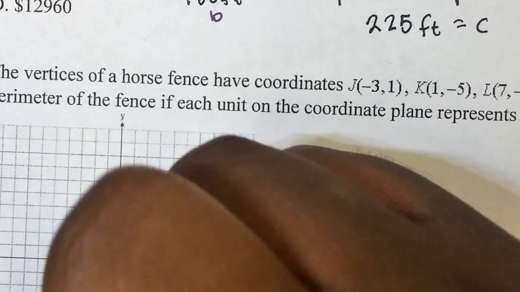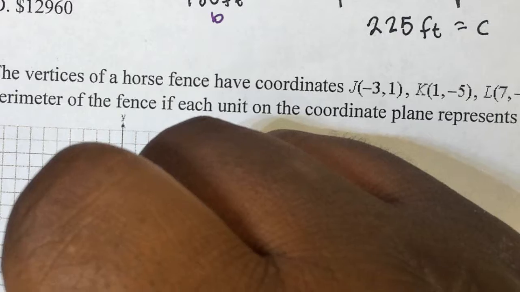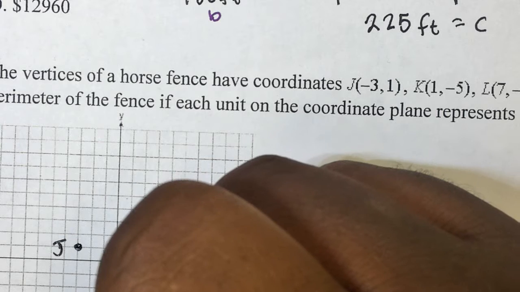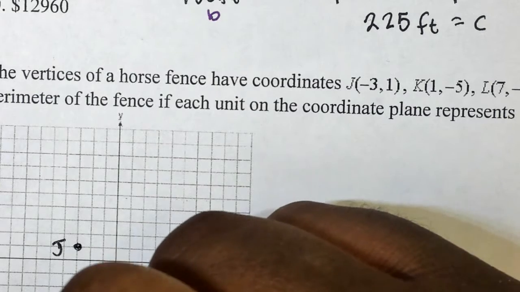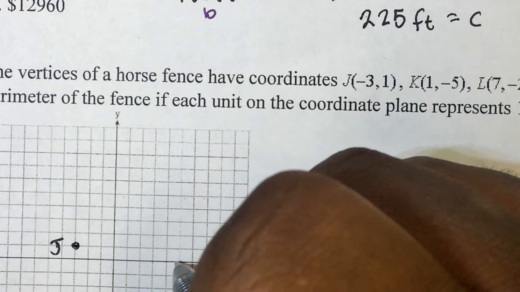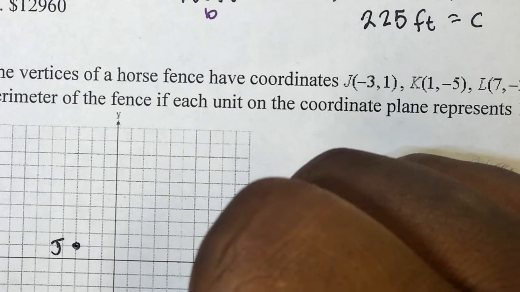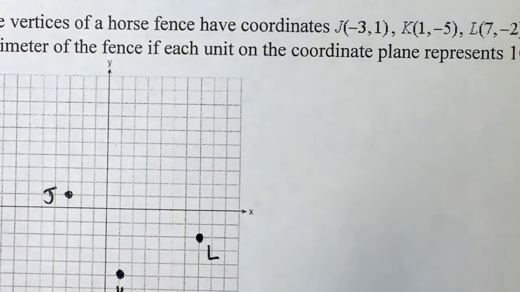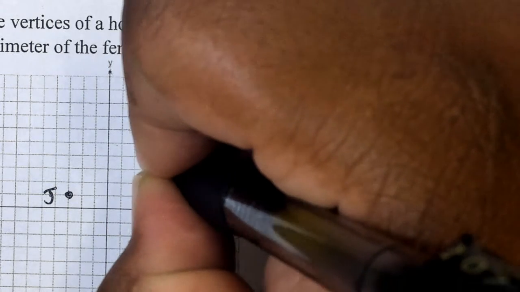So -3, 1. -3, 1 is here. It's my J. K is at 1, -5. 1, 2, 3, 4, 5. L is at 7. 1, 2, 3, 4, 5, 6, 7. Down 2. 1, 2. And then M is at 3, 4. 1, 2, 3. Up 1, 2, 3, 4.